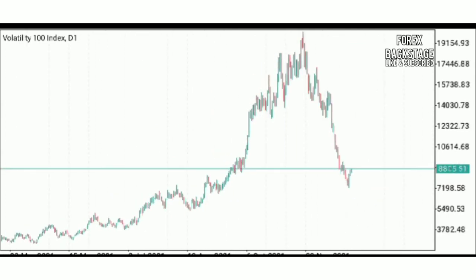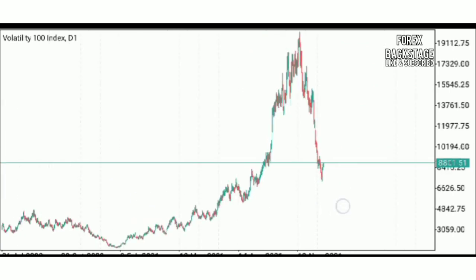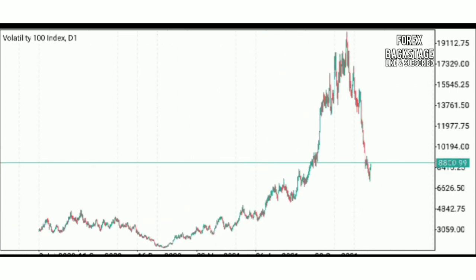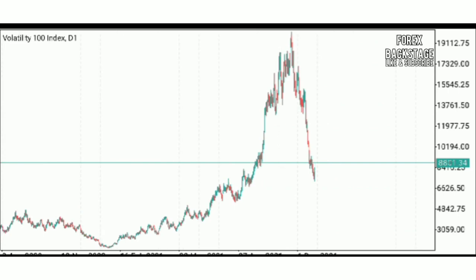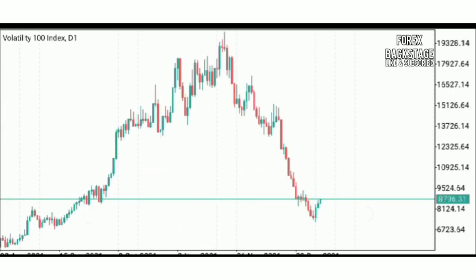And since you have to understand the main bias, let me put it this way: when you understand the main bias, you can take advantage of lower time frame trends. Yes, lower time frame trends. So this is our VIX 100, guys. We're going to focus more on current price action.